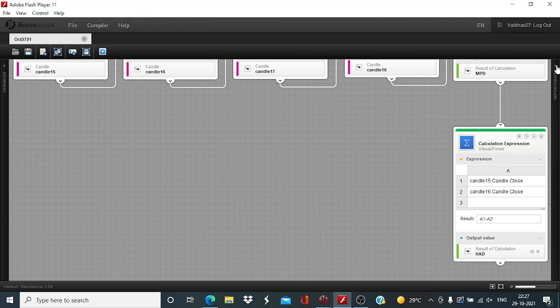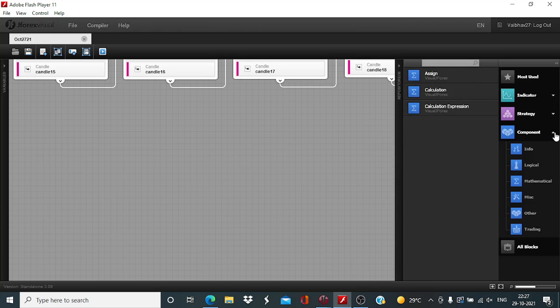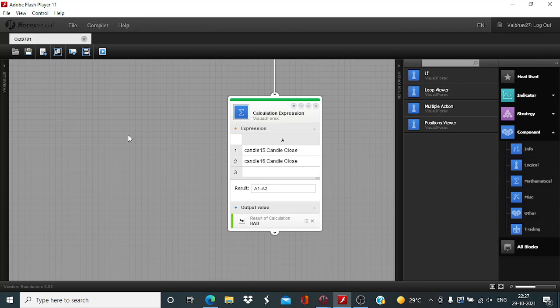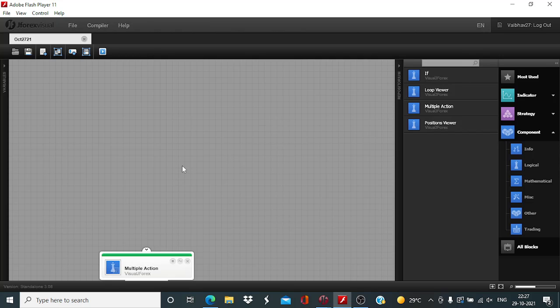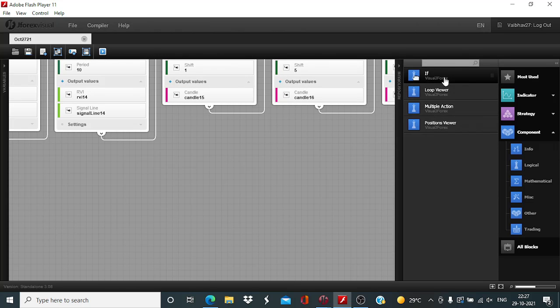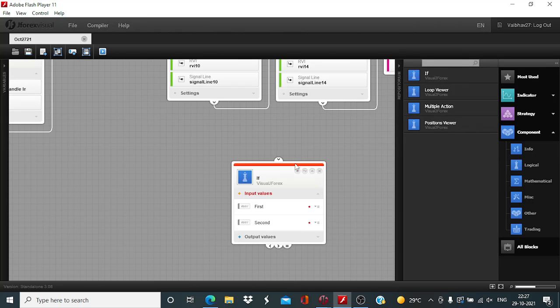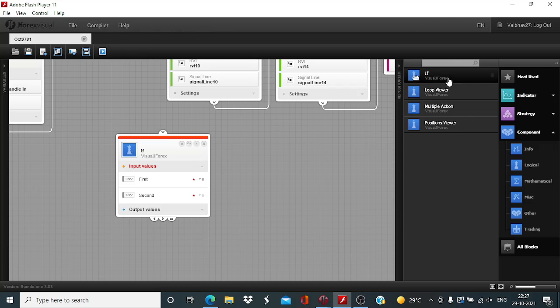Now let us define the conditions, and for that we are going to need the logical components, and a multiple action block will also be needed on the lower side. Okay, now let us begin with the formation involving the RVI.